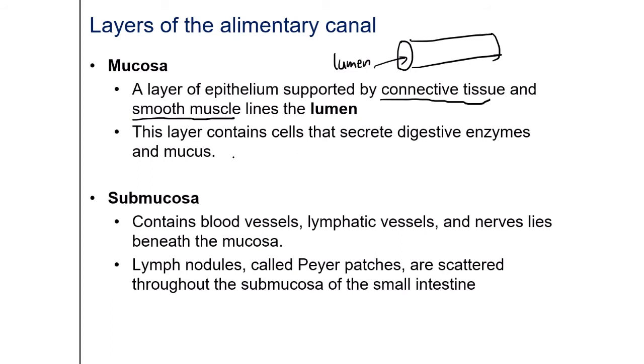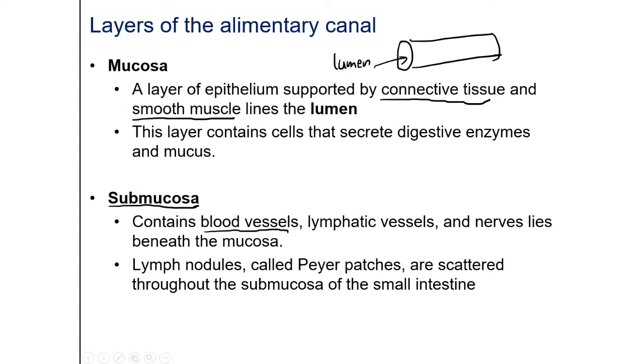This layer, the mucosa, also contains cells that would secrete digestive enzymes at certain locations, as well as mucus to keep the food kind of slimy, so it can move forward without causing too much friction. Outside of the mucosa is the submucosa. Right? This is the layer where you will find things like blood vessels.